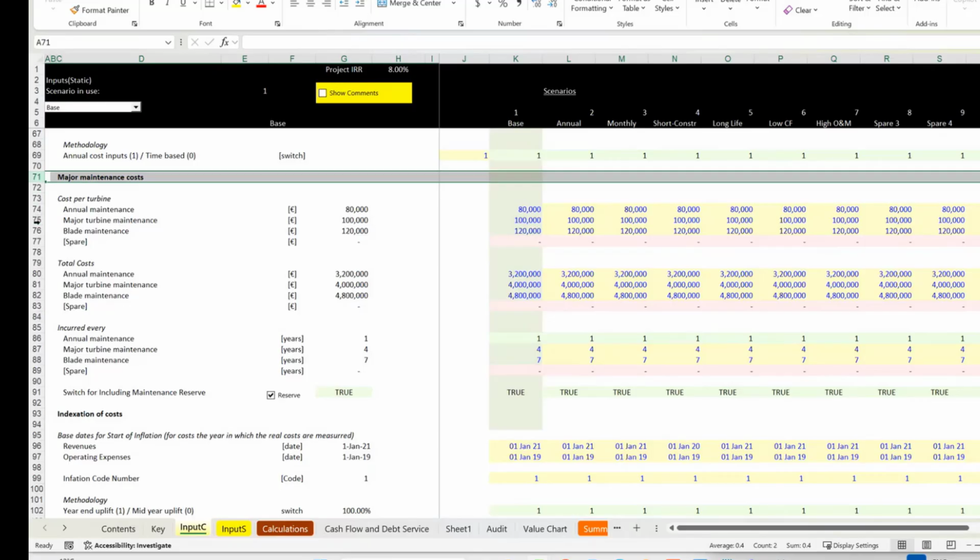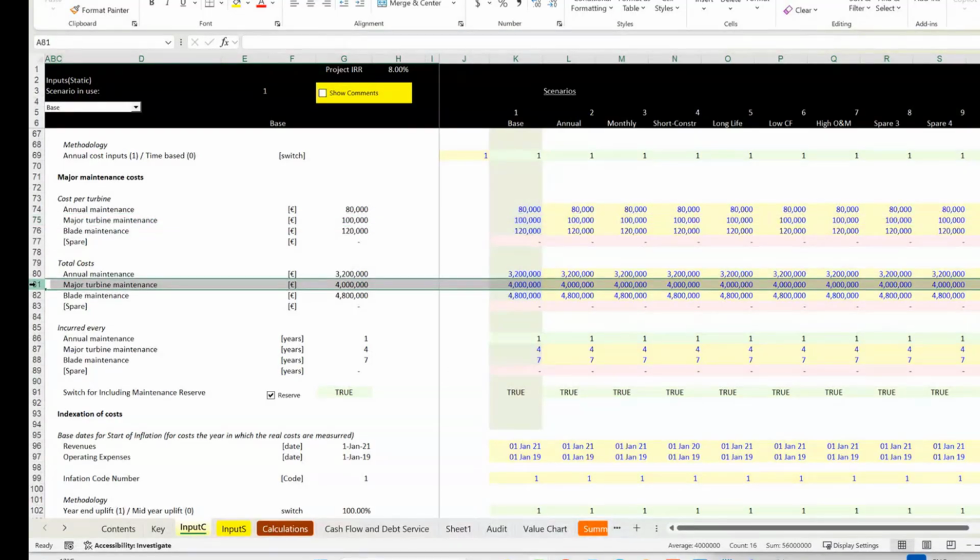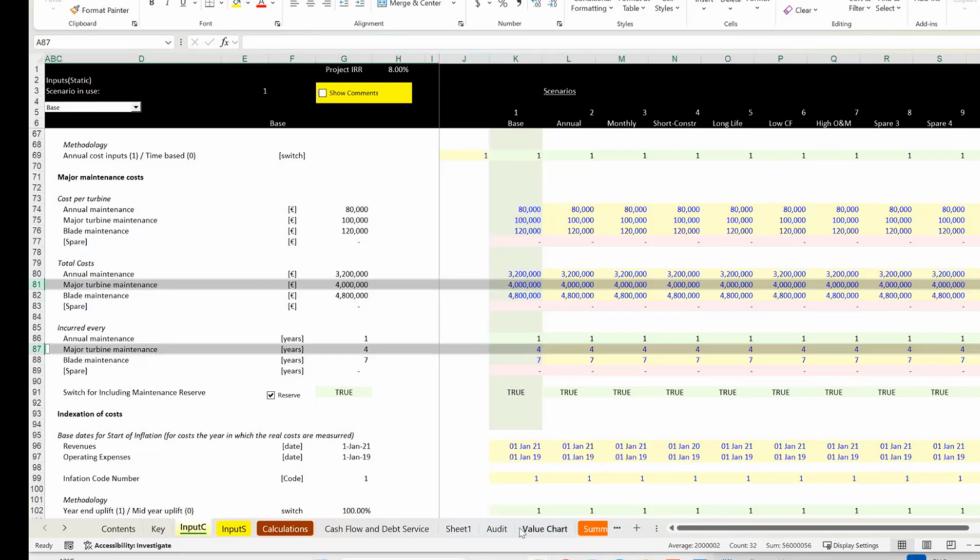Is that okay? And that's what they have. What do I have there? Oh, that's the cost per turbine. I don't know why they did it like that. And then we have the real number down there in line 81. See. Okay, and then that's supposed to occur every 4 years. So let's model that.